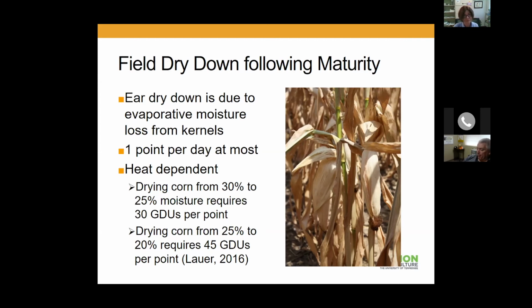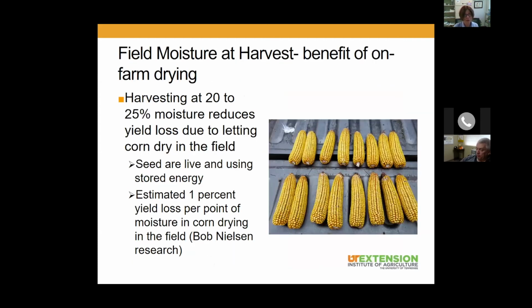So, on-farm drying, where folks can do it, I think there are a lot of benefits from this. I know there's an economic question in there: at what moisture do you harvest, where the drying cost is going to offset the yield loss you're going to get if you leave that corn in the field. I'm not going to talk about that today. We'll let somebody else cover that.